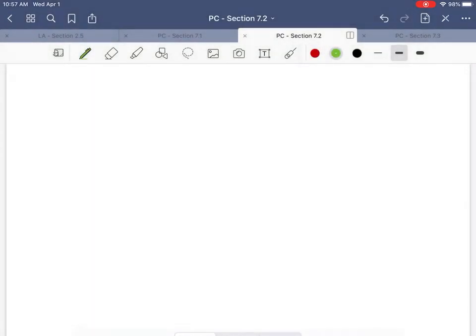Again, you're taking these notes on your own paper, or you can print them out after we're done. So I just have a couple more examples for circles, and so here we go.